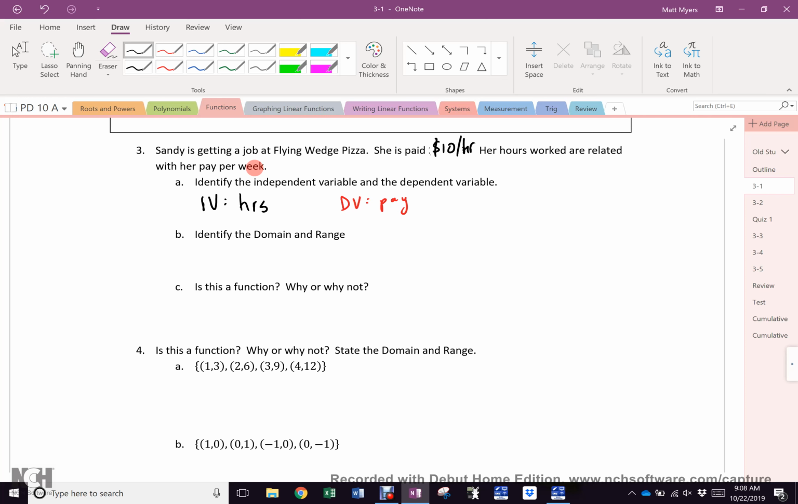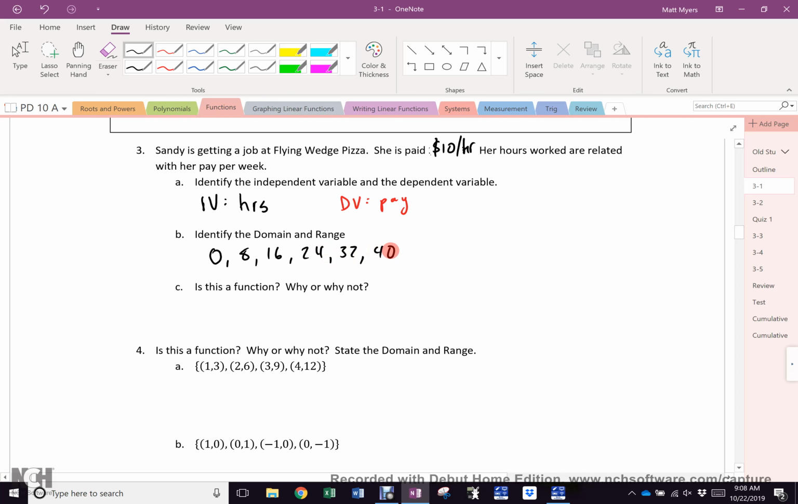So, during a week, what are the options for Sandy to work? Is it possible she doesn't work at all in a week? Of course it is. So what would be the lowest amount of hours she could work in a week? Zero. Since her boss only gives 8-hour shifts, what is the next value that could be in our domain? Eight. Then what? And why do we stop there?